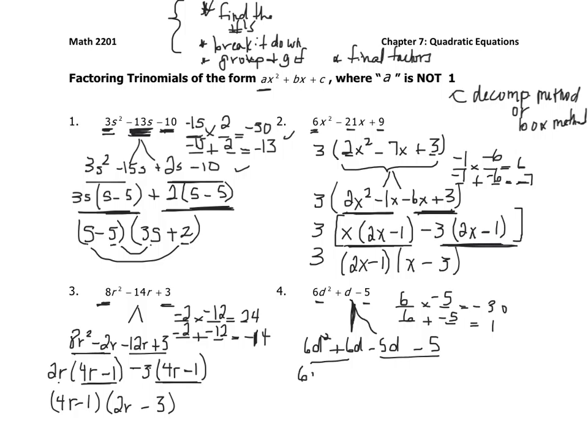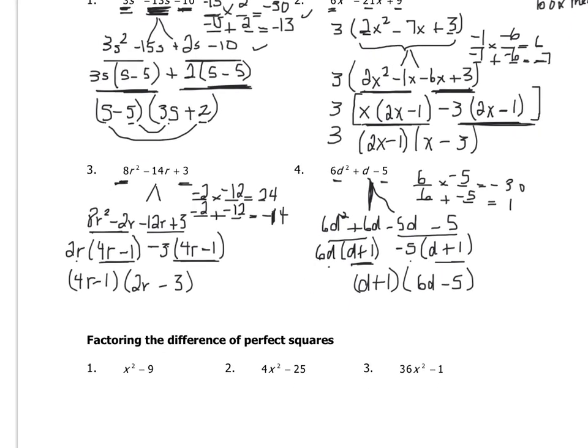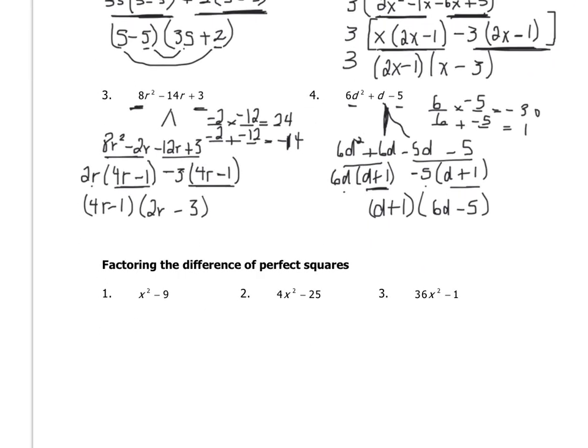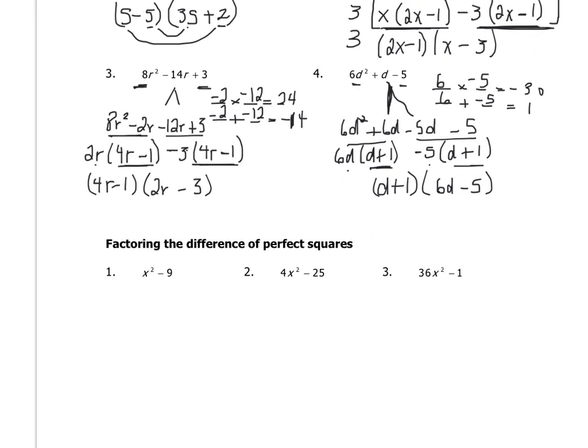So 6d is the GCF of the first group, and minus 5 would be the GCF of the second group. It would be d plus 1 again left inside. And then this group and this group would both have a d plus 1 that can come out, and you'll be left with 6d minus the 5. So that's factoring trinomials, the two types, the easy type and the harder type, which requires decomposition.